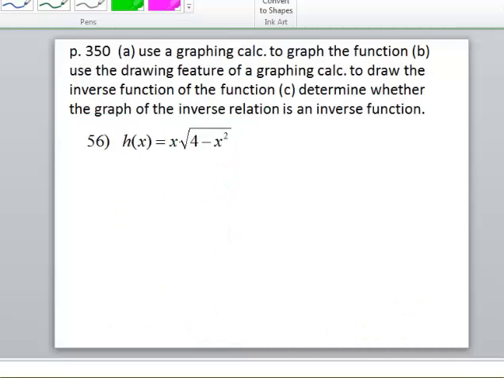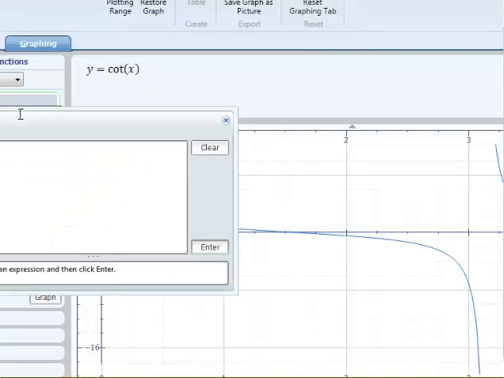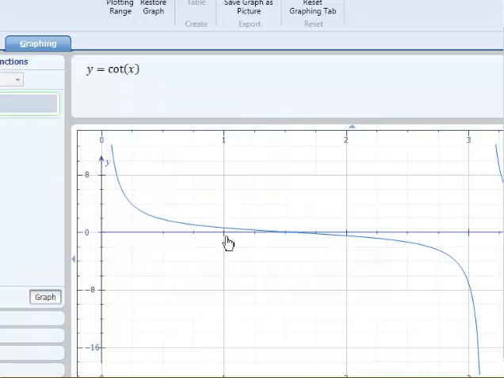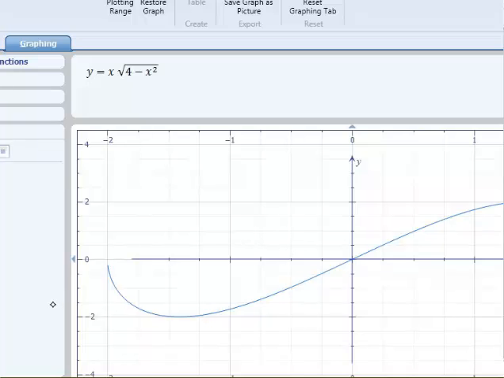This next one, we're supposed to use a graphing calculator to graph the function. I will try to graph that very quickly here. I may end up having to do it in the next video. We'll see how quickly I can get this typed in. So I've got x, and then I have the square root of, I need to find my square root, 4 minus x to the second power. And I'll enter that, and we'll see if it will graph it. Oh, there it is graphing now.